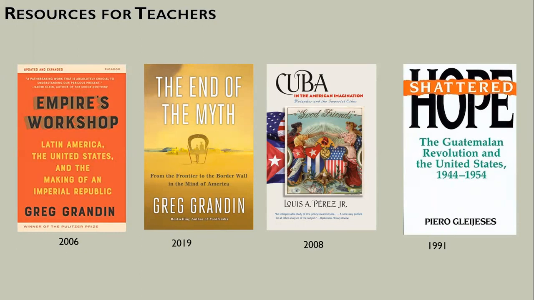Guatemala in general is the trigger for so many of these other events that we talk about tonight. So I think getting a clear and in-depth understanding of that could be done with this book. I highly recommend it. Then in 2006, on the far left, I can't recommend enough Greg Grandin's Empire's Workshop: Latin America, the United States, and the Making of an Imperial Republic.